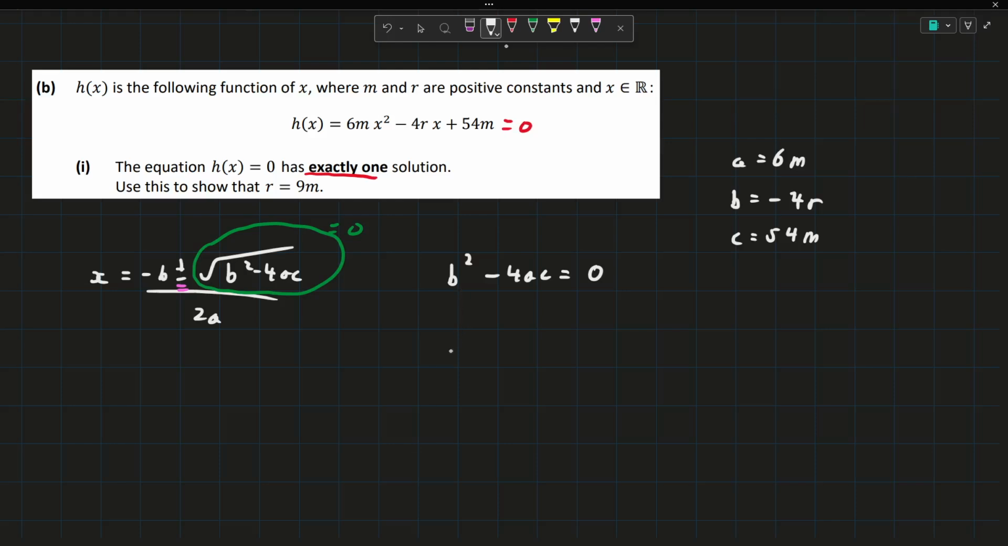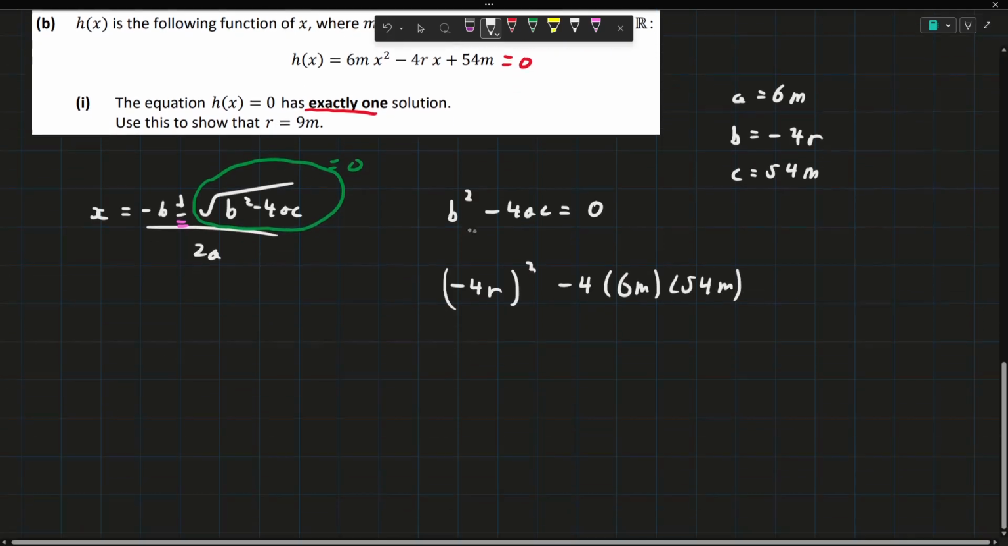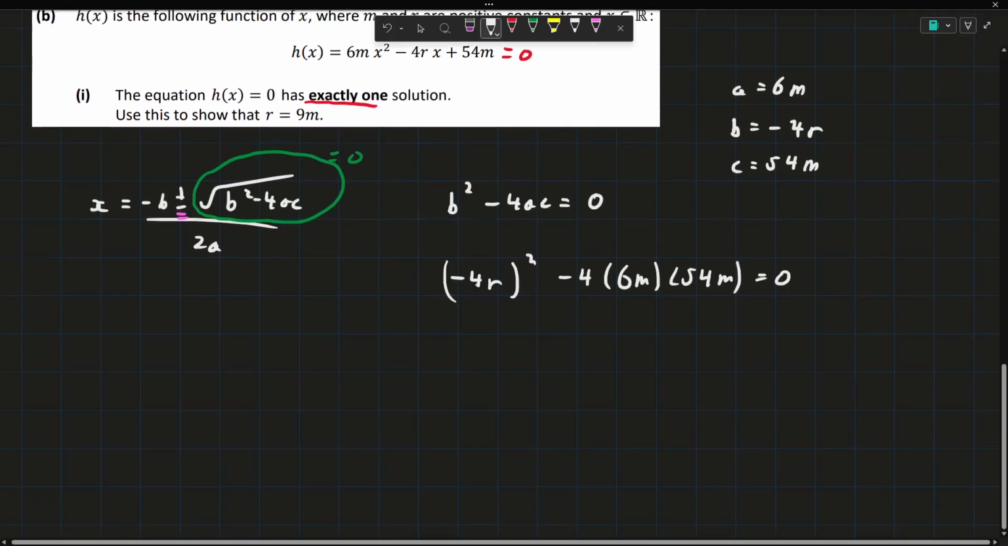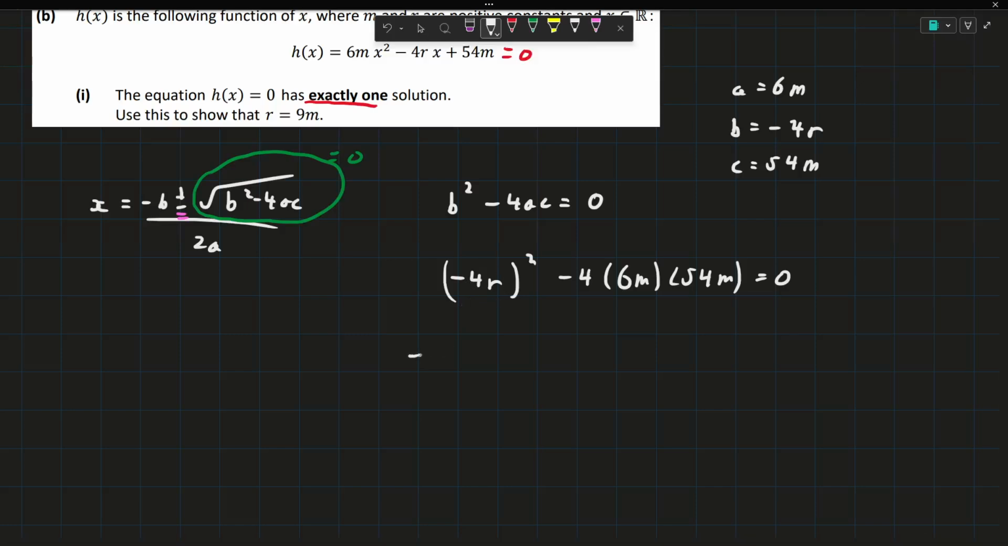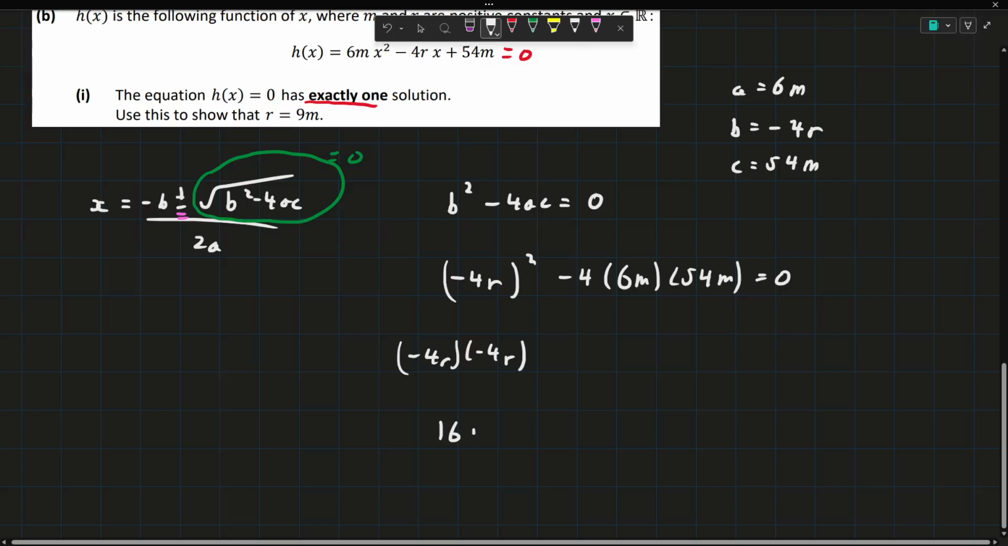So b squared we'll have minus 4r, the whole thing squared, minus 4 multiplied by a, which is 6m, multiplied by c, which is 54m, and that's equal to 0, sorry. So minus 4r, the whole thing squared. The easy way to think about this if you're not sure is minus 4r times minus 4r, so we have minus 4 times minus 4, and then r times r. That'll give us 16r squared, because we're multiplying minuses together as well.